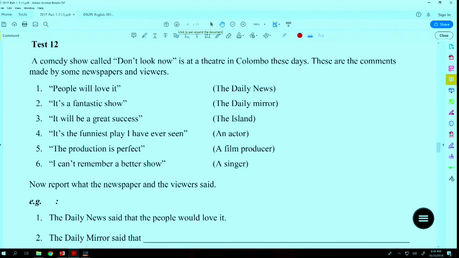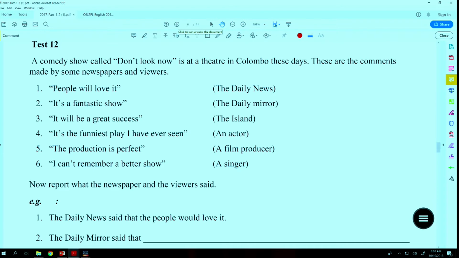Number 1, people will love it, the Daily News. Second, it's a fantastic show, the Daily Mirror. Third, it will be a great success, the Island. Fourth, it's the funniest play I have ever seen, an actor. Fifth, the production is perfect, a film producer. Sixth, I can't remember a better show, a singer. So what you have to do is now report what the newspaper and the viewer said.